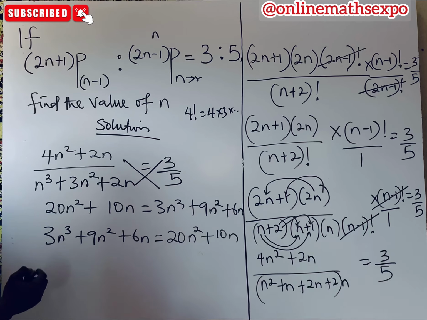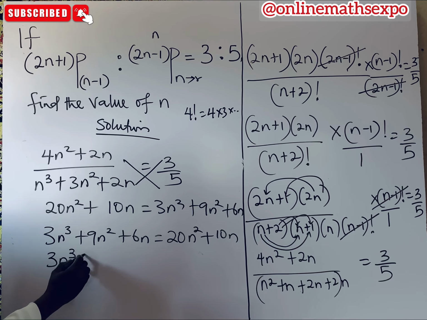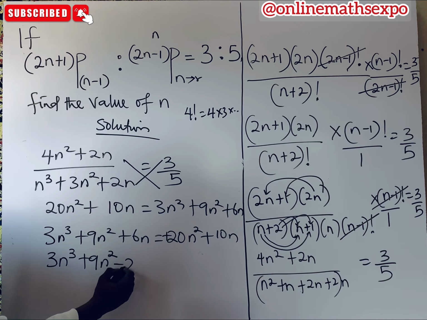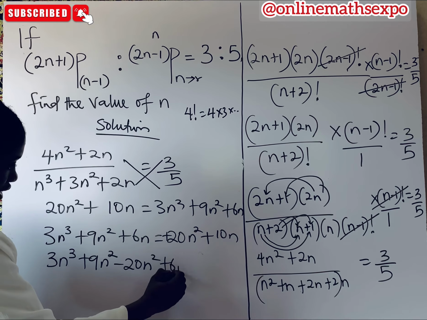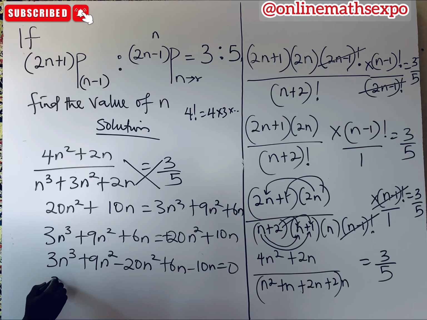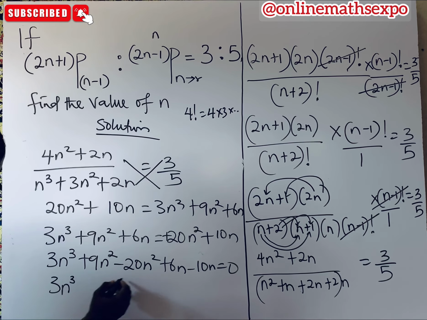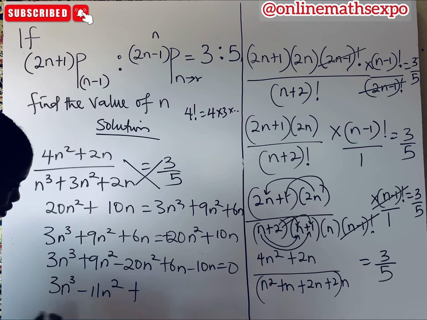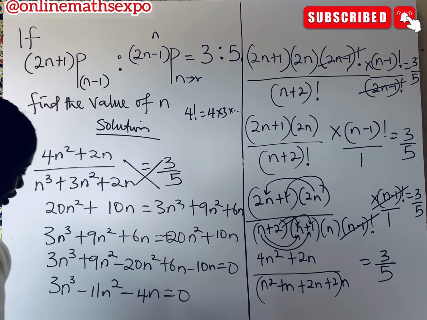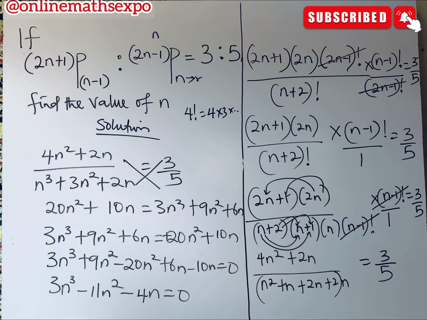So let's gather it together. We are having 3n cubed plus 9n squared. This is positive, so you subtract, okay? Plus 6n, this is positive, you subtract, is equal to 0. So we have 3n cubed, subtract this, you have negative 11n squared, plus this will give us negative 4n, is equal to 0. So you see, we've gotten a cubic equation.